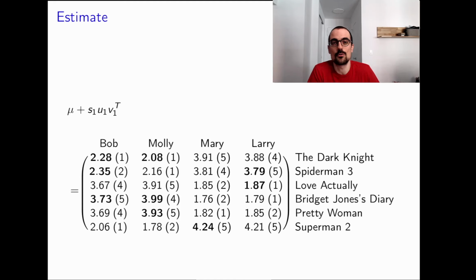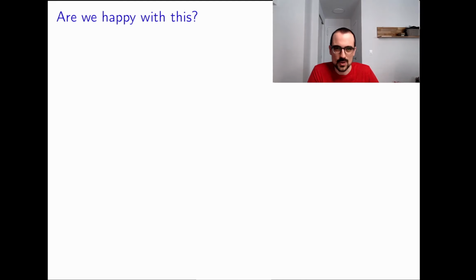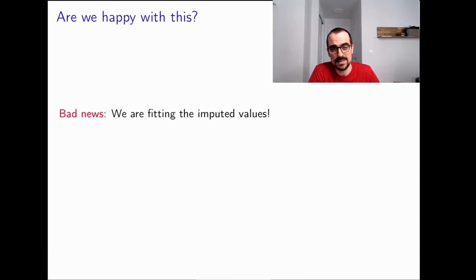So the low rank approximation, what is it going to do? It's going to approximate also the mean in those entries. So that's the bad news. Okay, so are we happy with this? Not quite, because we are fitting also the imputed values, and those imputed values, we made them up. So that's not great, right?